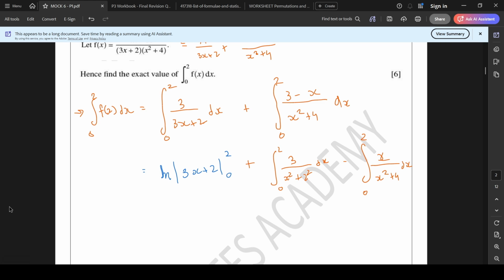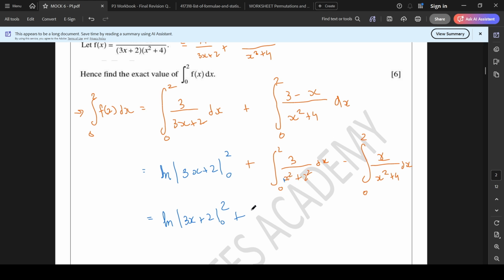And now I can carry forward ln of 3x plus 2 from 0 to 2. Then integration of this can be done with the help of the tan inverse rule. You have a constant on top, and in the bottom you have the format a x squared plus b squared, that is, a squared plus (bx) the whole squared.